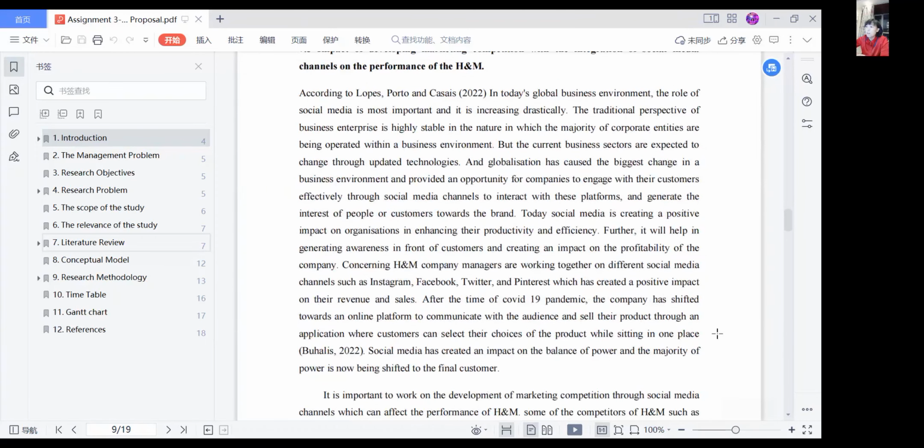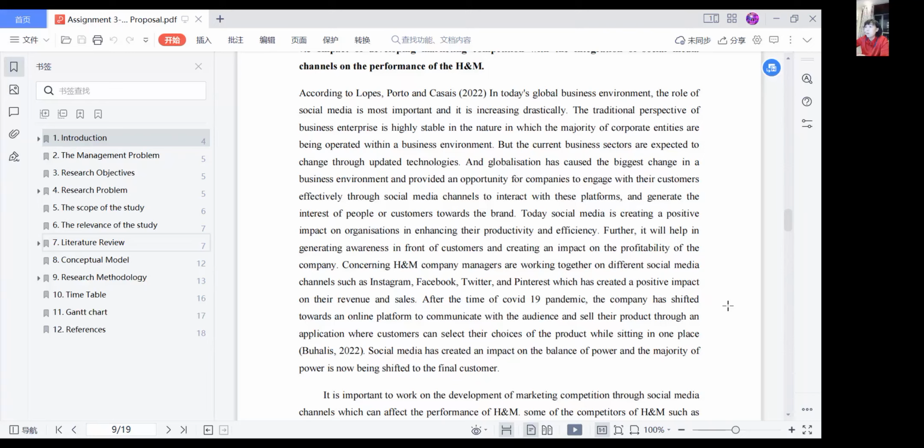According to Loves, Porter, and Cassis, in today's global business environment, the role of social media is most important and is increasing drastically. The traditional perspective of business enterprise is highly stable in the nation in which the majority of corporate entities operate within a business environment.